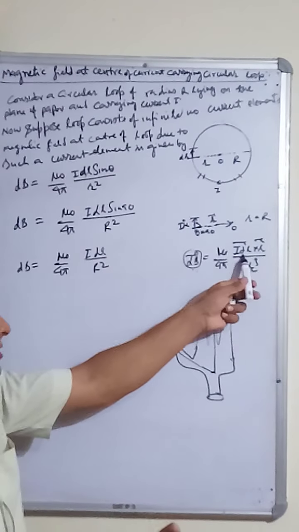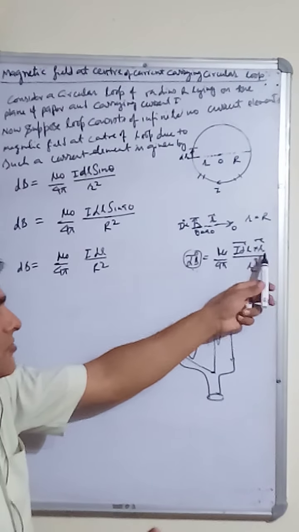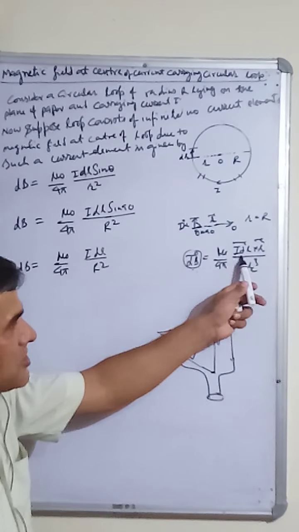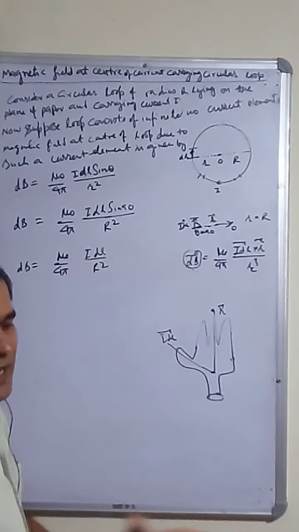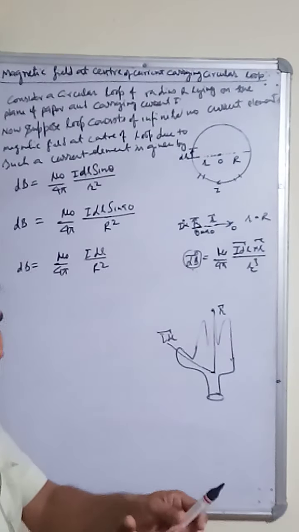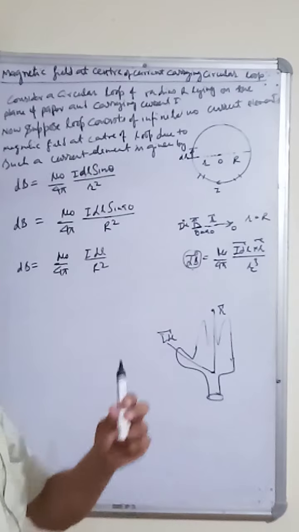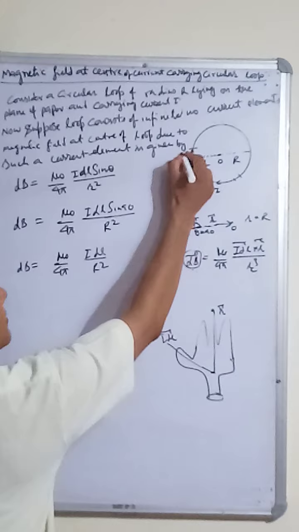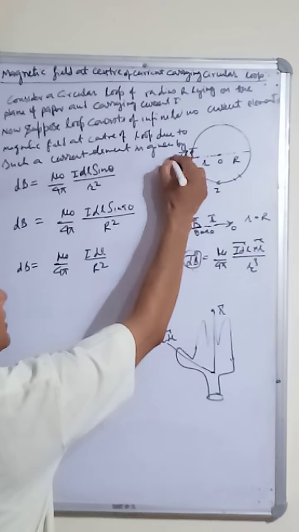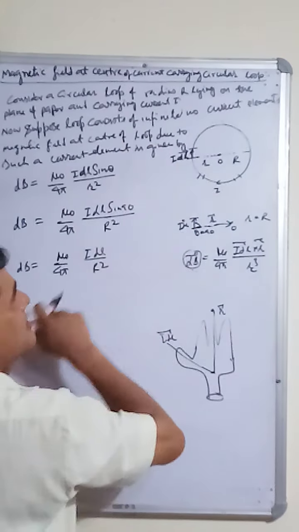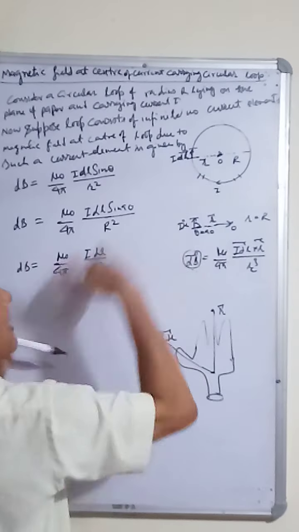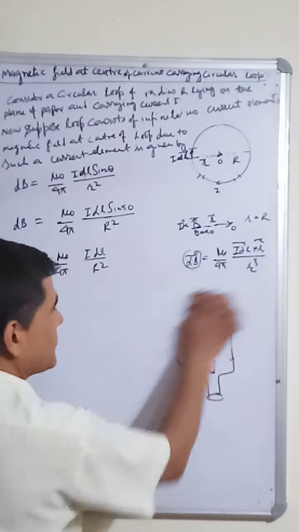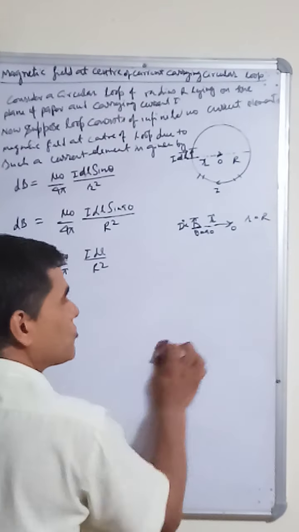Of the two vectors, the one associated with the motion of the current we take along the thumb, the second vector is r, and dB is the vector we are going to find. So here this is the I dl vector, and this is the r towards the center. The magnetic field will be perpendicular to the palm, meaning perpendicularly inward. This is the way by which we can find the direction.